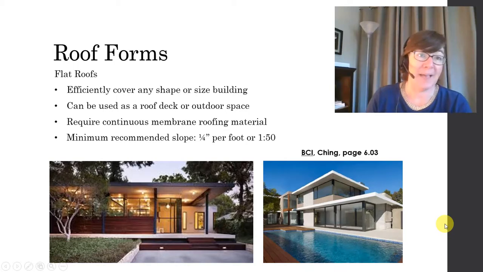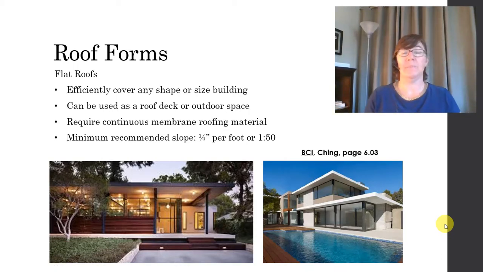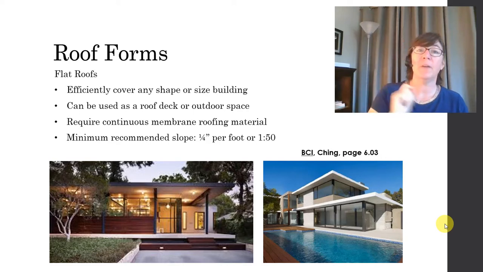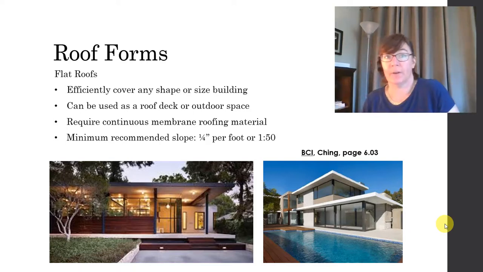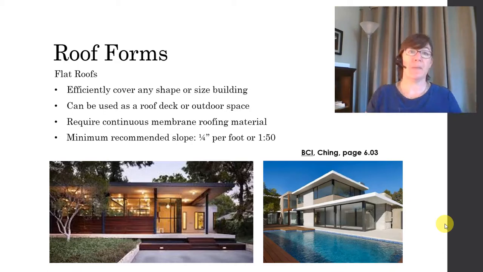So let's briefly talk about flat roofs. Flat roofs are very, very common in commercial work because they can efficiently cover any shape or size building. But we're talking about residential, and take a look at these pictures. You can see that flat roofs can be very, very effective for residential also. They can also be used as a roof deck or an outside space. But flat roofs require a membrane for waterproofing. Okay, you can't just have shingles, for example. You need a continuous membrane so that the water doesn't seep in.